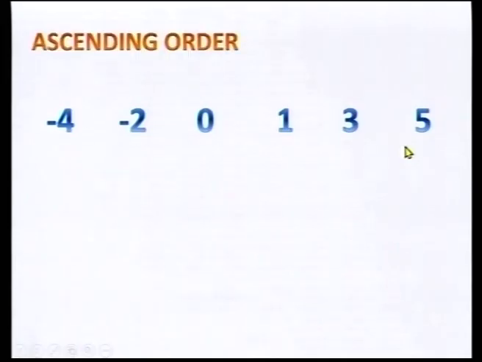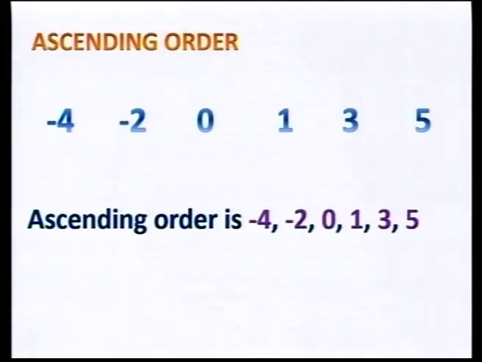Okay children, now I am arranging them. First minus 4, minus 2, 0, 1, 3, 5. These are the given numbers. Now I arranged them in ascending order. So the ascending order of these numbers is: first we take minus 4, next minus 2, next 0, next 1, then 3, last 5. So this is the ascending order of these numbers.